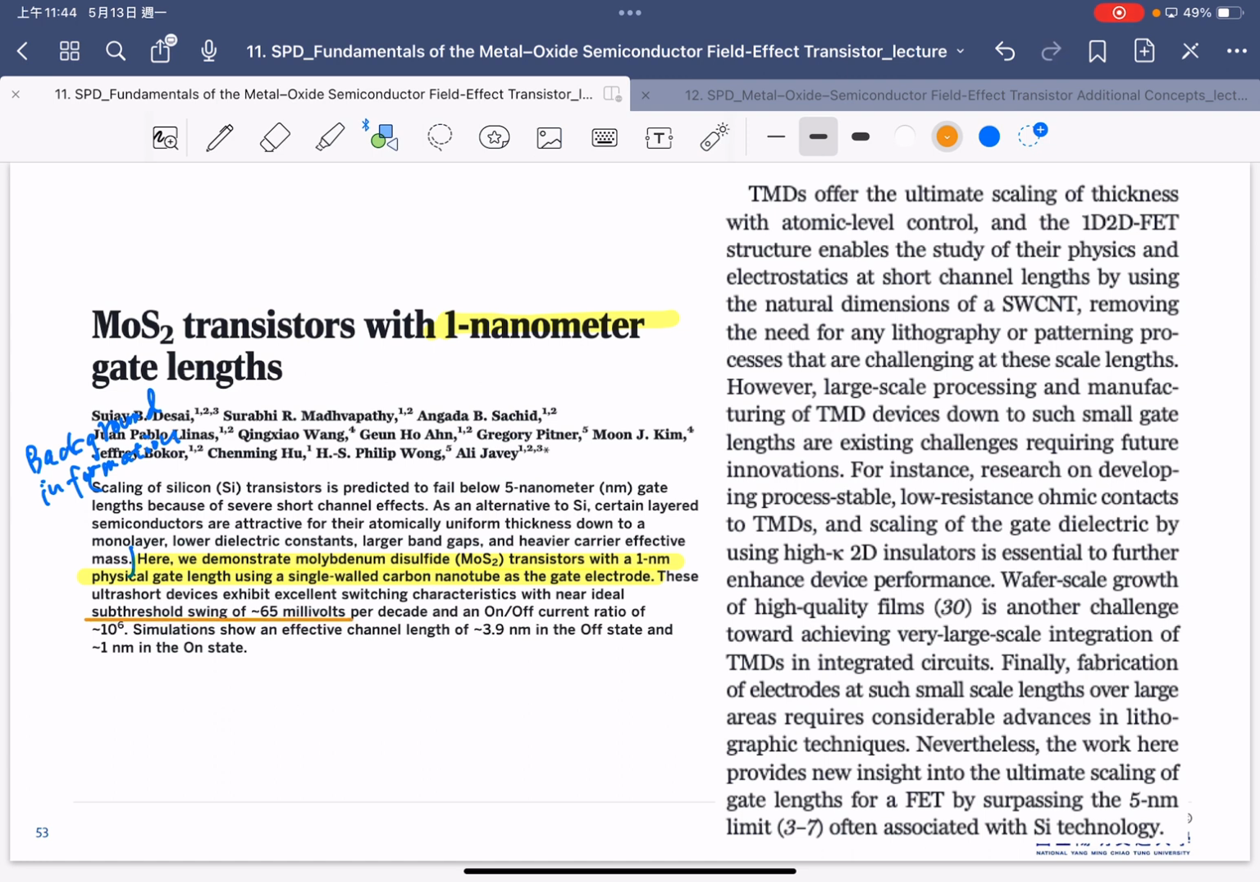Of 65 millivolts. So now you see that in a couple of lectures before, we already mentioned the concept of the subthreshold swing, and that it is one of the key concerns for advanced semiconductor transistors. And the target of this paper is also to demonstrate a device with a very good subthreshold swing. It is 65 millivolts per decade, and the on-off ratio is larger than 10⁶ here. And simulations show an effective channel length of 3.5 nanometer in the off state, and also 1 nanometer in the on state here.